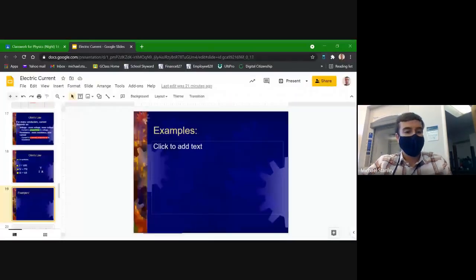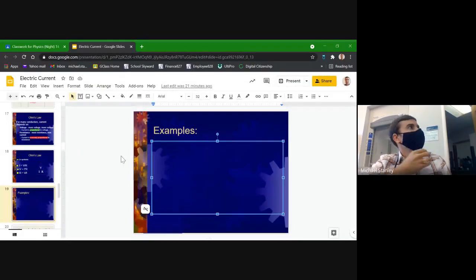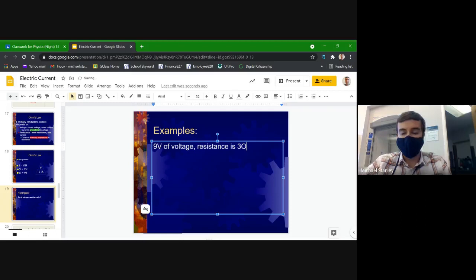So if we do some examples of this, let's say we have 9 volts of voltage, and our resistance is 3 ohms. I'm just going to use O. Actually, I'll do a little O. Write it out.